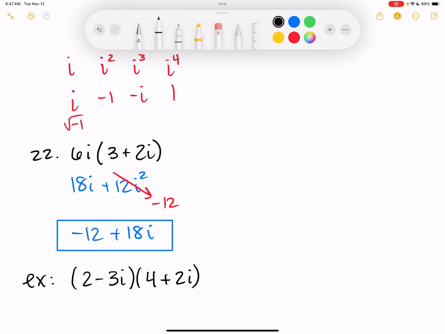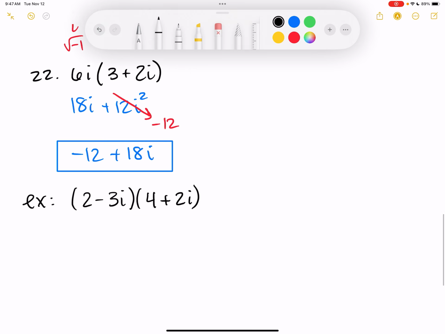7 plus negative 6. Alright. There's not one like this that's an even one, so I wanted to work one like this for you. So this is just FOILing, like we did in 4.2.